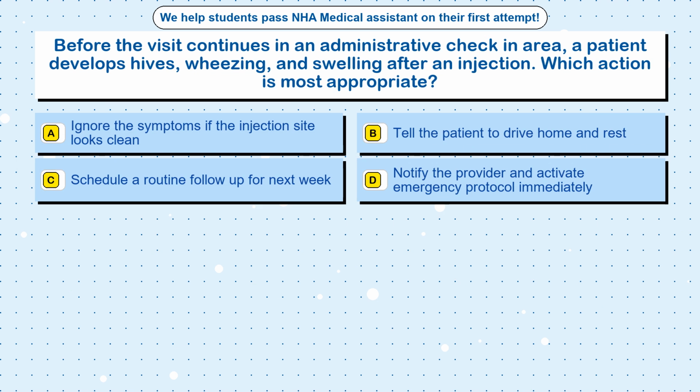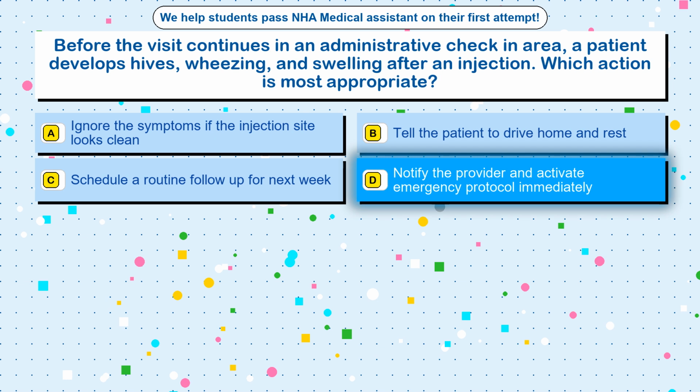Question 66. Before the visit continues in an administrative check-in area, a patient develops hives, wheezing, and swelling after an injection. Which action is most appropriate? Option A, ignore the symptoms if the injection site looks clean. Option B, tell the patient to drive home and rest. Option C, schedule a routine follow-up for next week. Option D, notify the provider and activate emergency protocol immediately. The correct answer is option D, notify the provider and activate emergency protocol immediately.